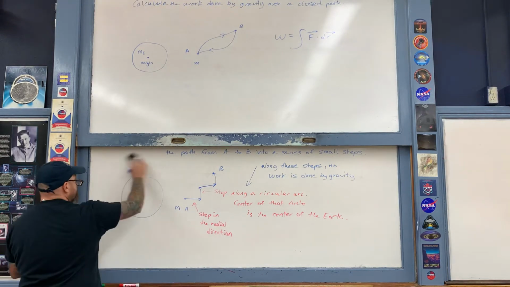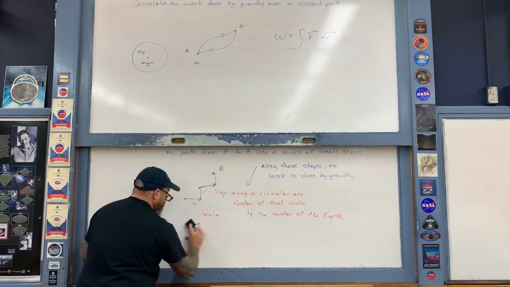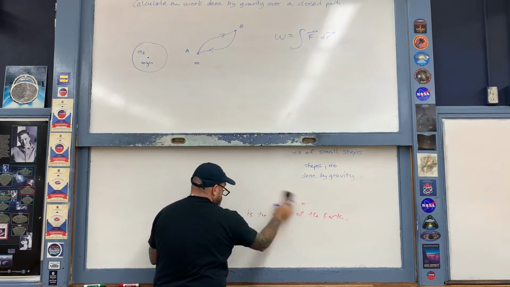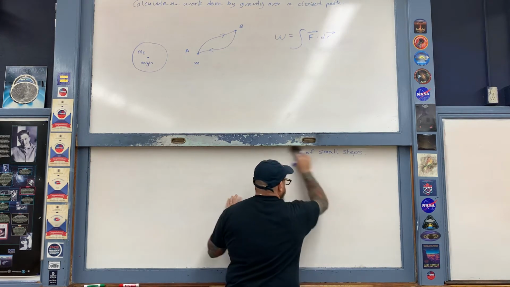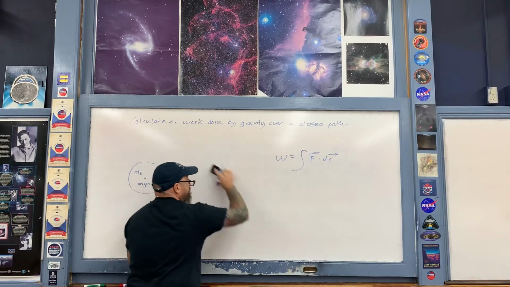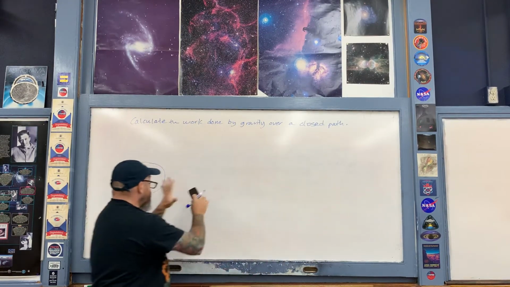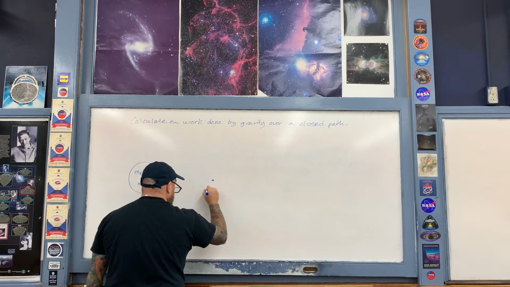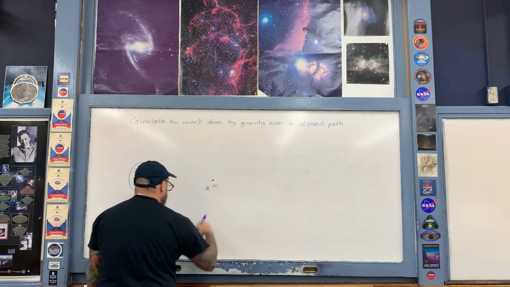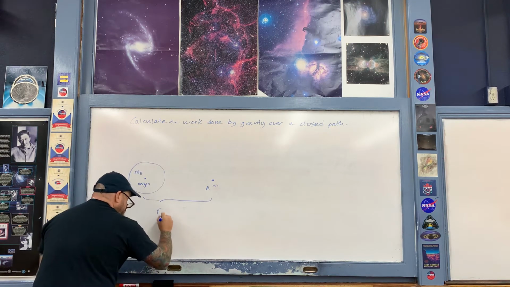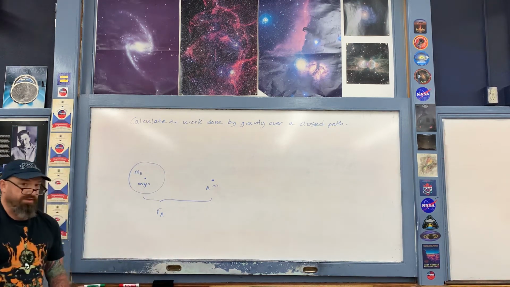Okay, so let me do some erasing here. Like so. Okay, and now let's change the starting diagram in the following way. Okay, now we'll say that our point A is right here. Here's mass M, and our distance away from the center of the Earth, this radial description here, we're going to refer to as r sub A.